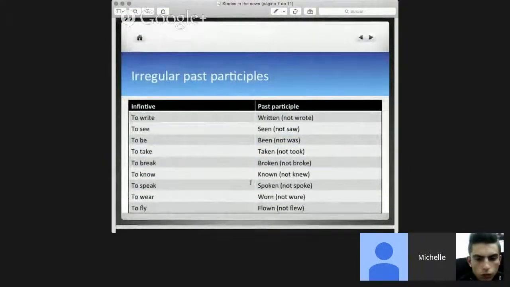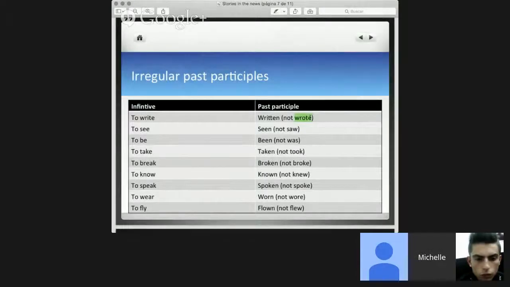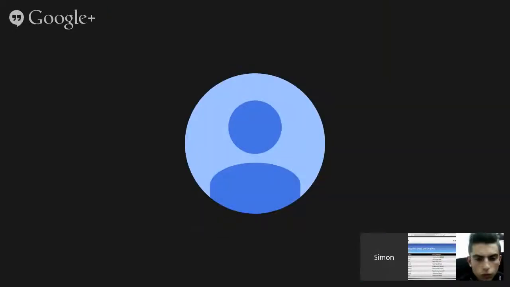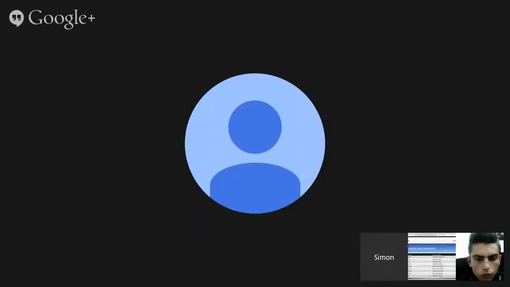So these ones are a little bit harder because I have in parentheses the past simple. So these are irregular past participles because they are different from the past simple form of the verb, right? So for example, to write is not wrote, it's written. Exactly. Okay. Could you read? To see becomes what?